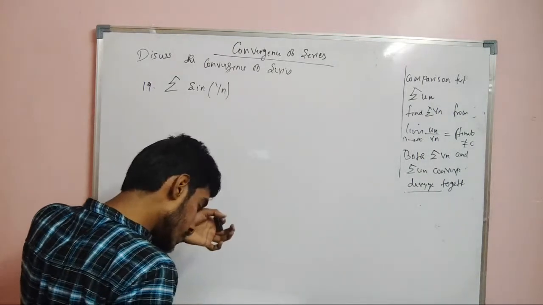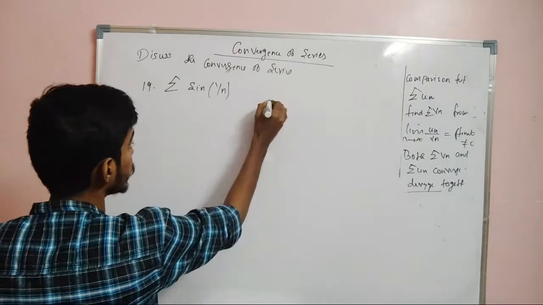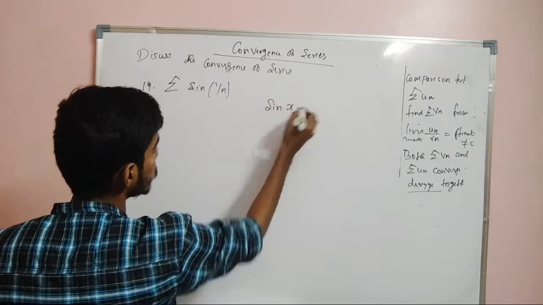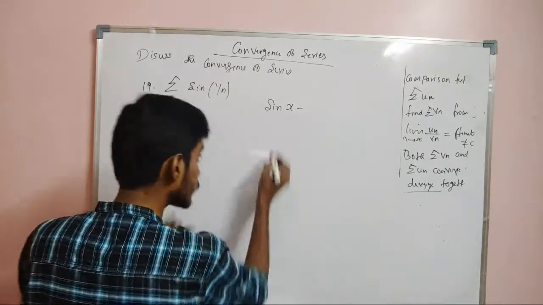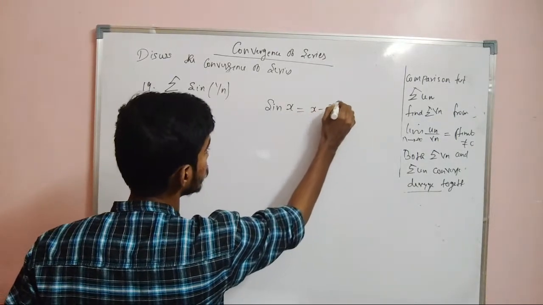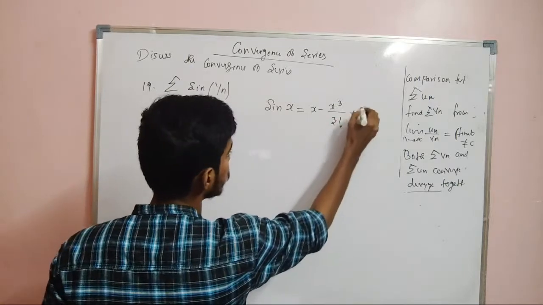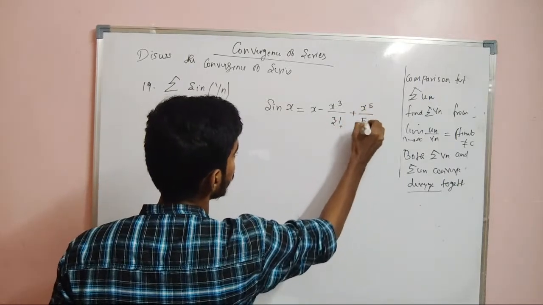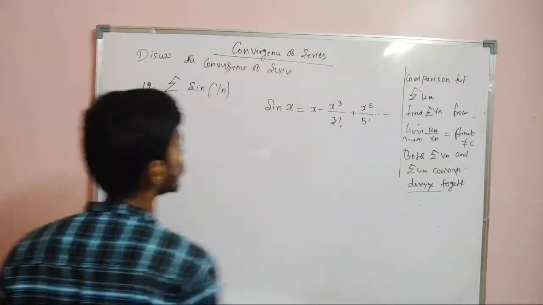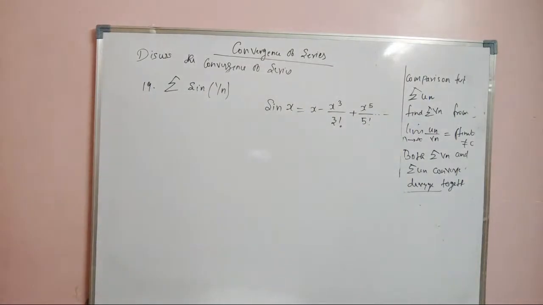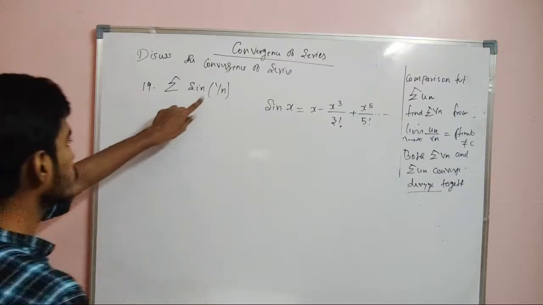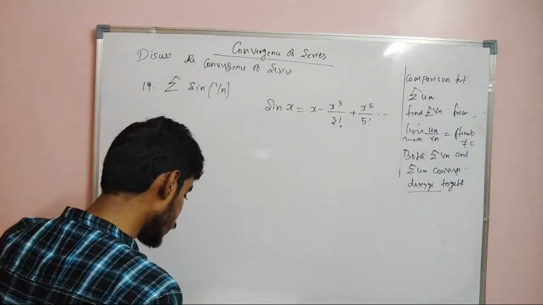Now you just expand this. You make use of the formula that the expansion of sin x is x minus x cube by 3 factorial plus x power 5 by 5 factorial, and so on. Now we just expand sine; in place of x we will have 1 by n.